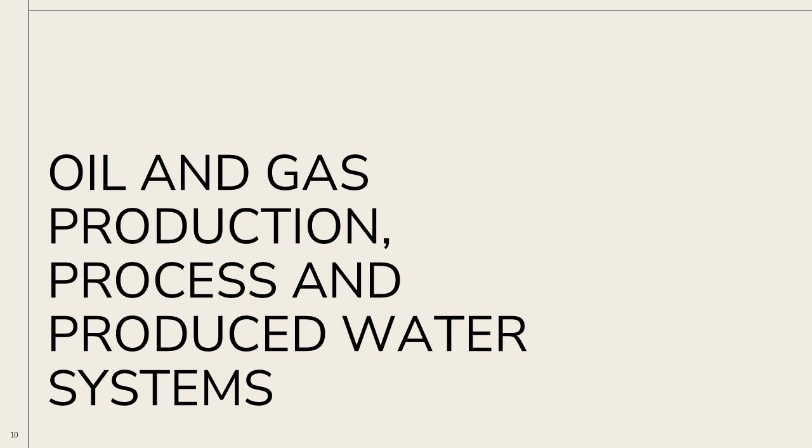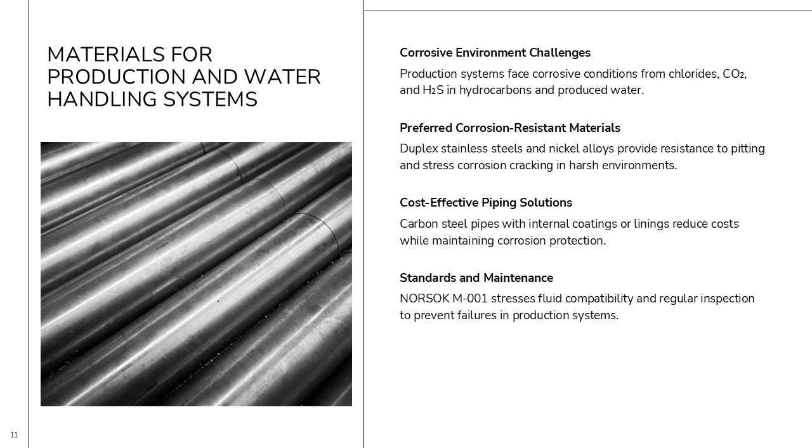Materials for production and water handling systems. Production systems handle hydrocarbons and produced water, which often contain chlorides, CO2, and H2S, creating a highly corrosive environment. Materials such as duplex stainless steels and nickel alloys are preferred for their resistance to pitting and stress corrosion cracking.